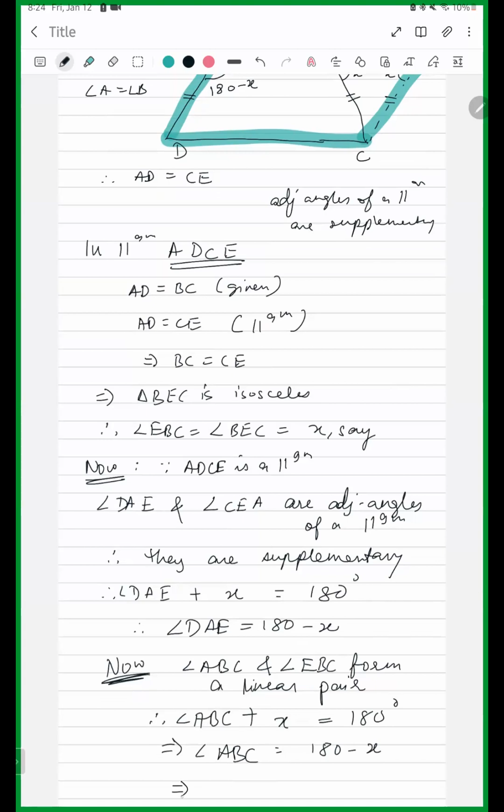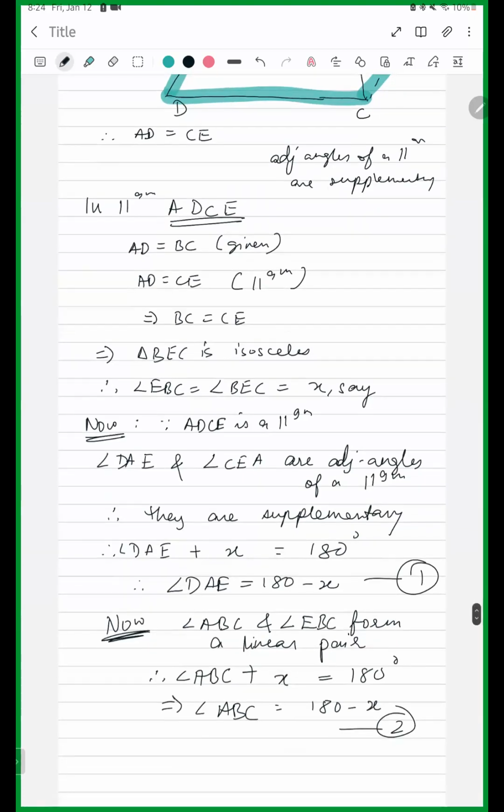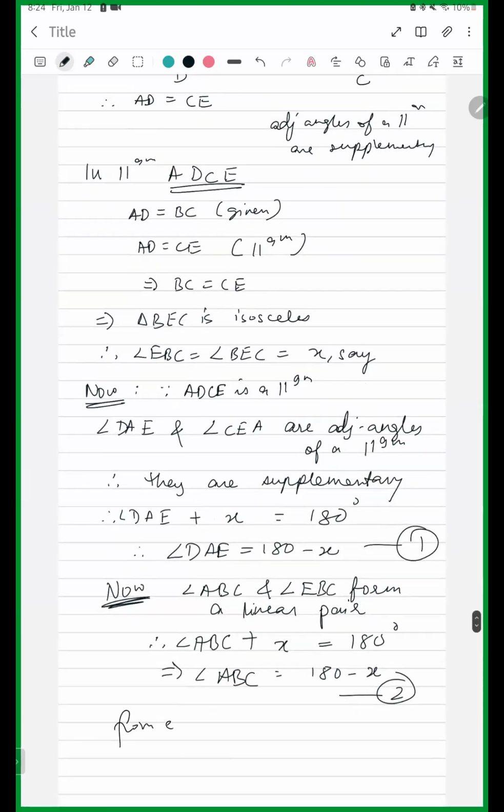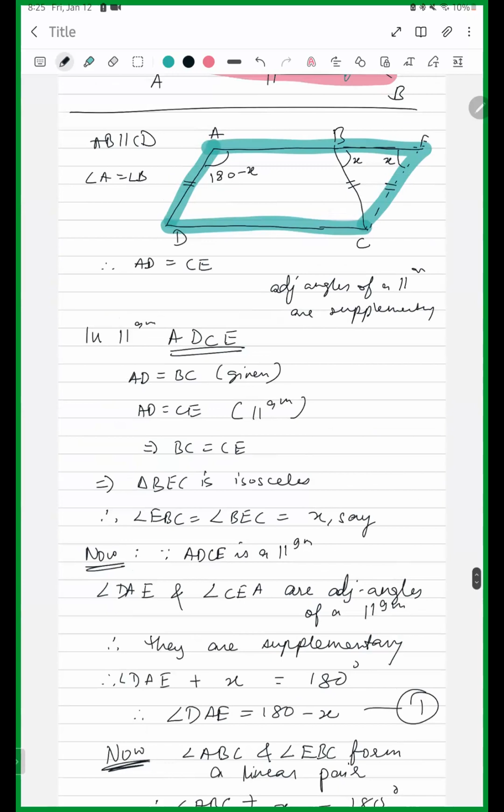Now let's call it equation 1 and let's call this equation 2. From equation 1 and 2, angle DAE is equal to angle ABC, which is what we needed to prove in the first part of the question. Angle A, meaning this one, is equal to angle B, meaning this one. Is it clear now?